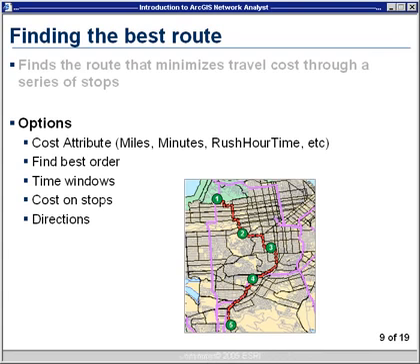This is known as the traveling salesperson problem. You can use time windows during analysis to specify the valid time of day to reach each individual stop. You can add additional cost at each stop representing service time, unloading time, and other forms of wait time. You can also get turn-by-turn directions for the route. Let me show you some of these operations in action.